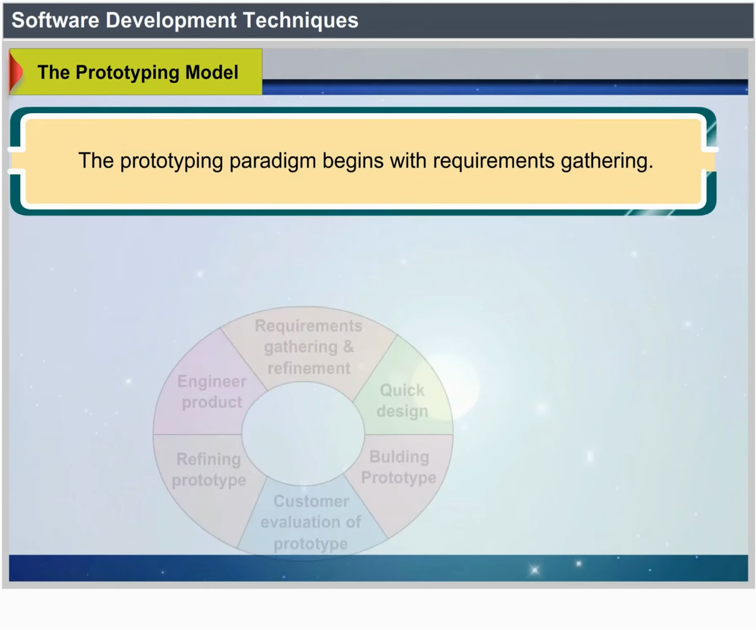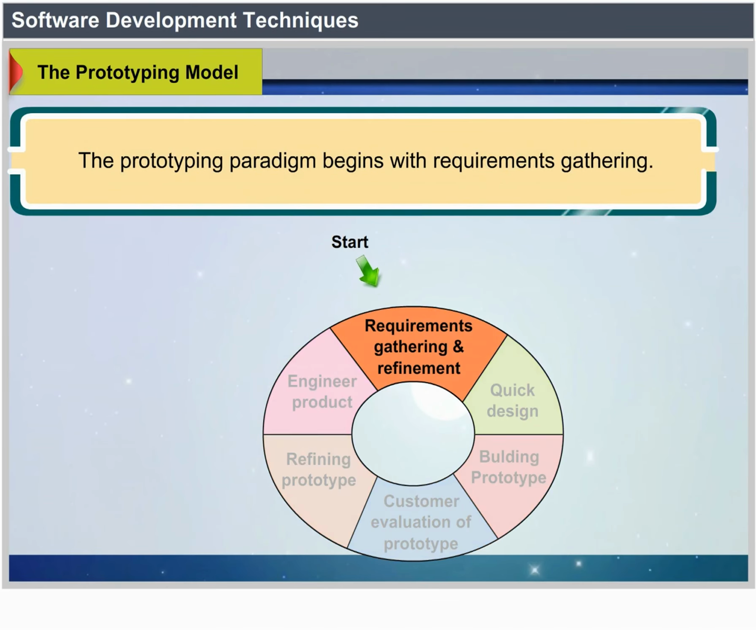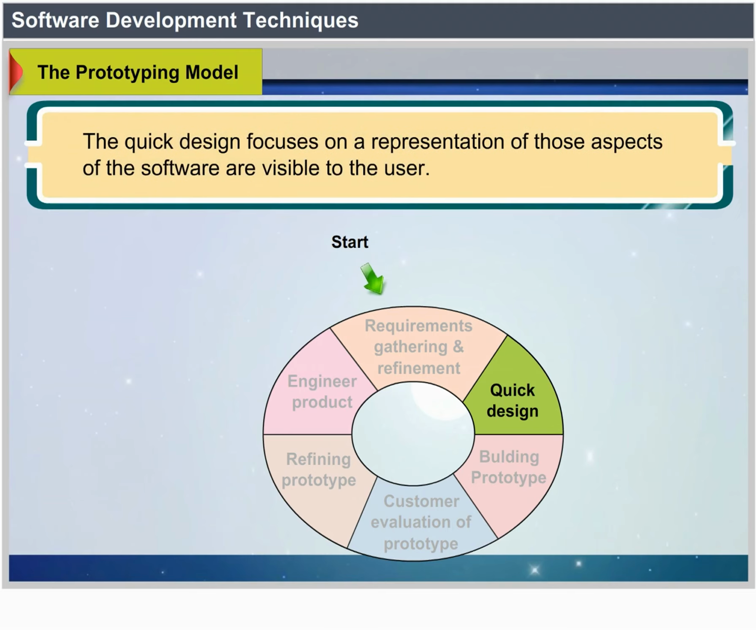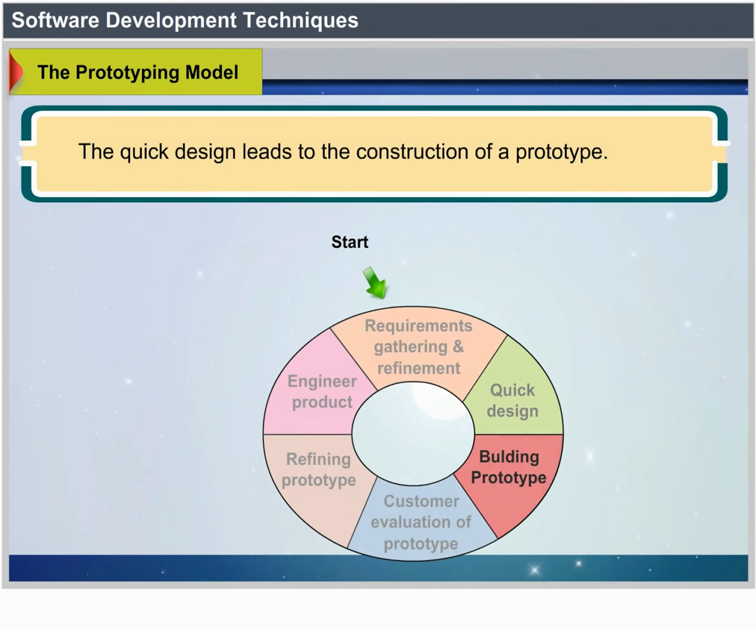The prototyping paradigm begins with requirements gathering. Developer and customer meet and define the overall objectives for the software. When the requirements are known, the quick design is created. The quick design focuses on a representation of those aspects of the software that will be visible to the user. The quick design leads to construction of a prototype.